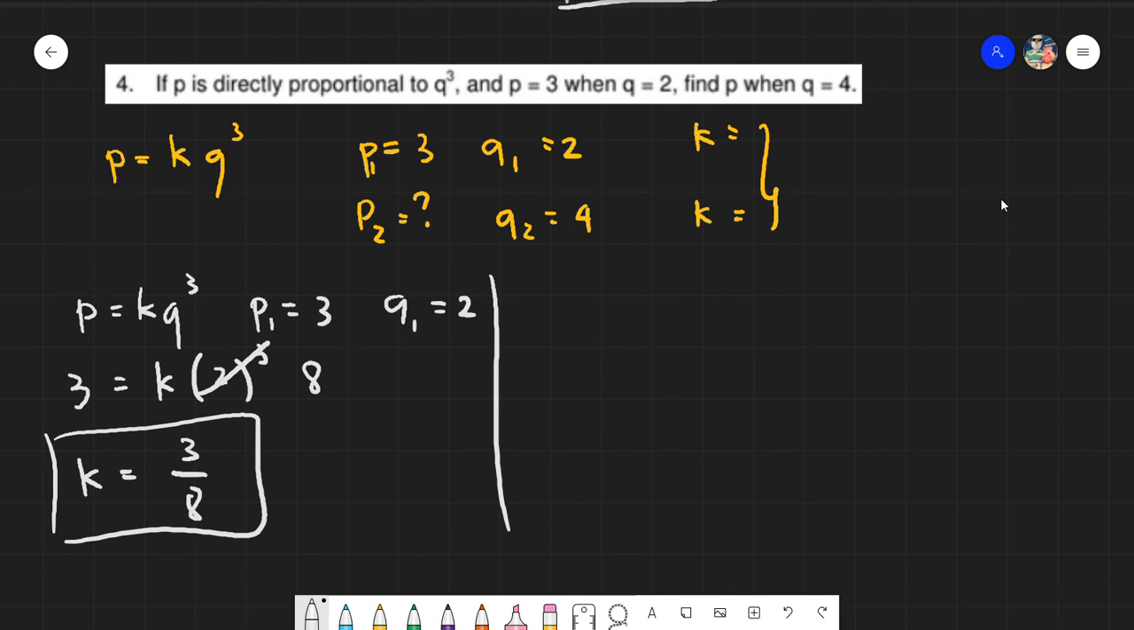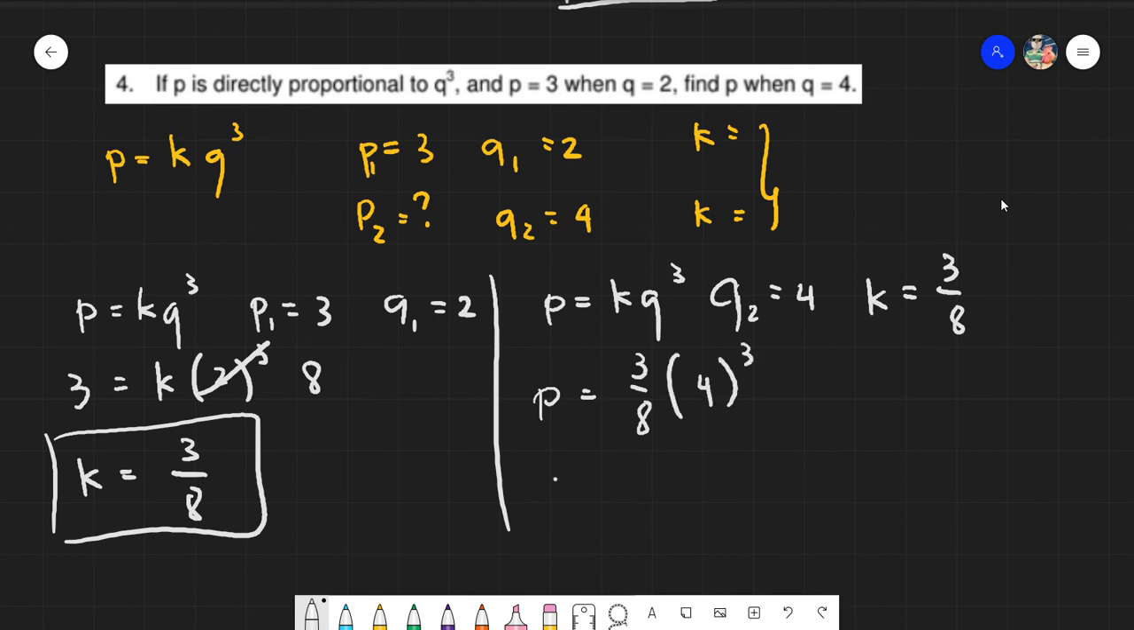Let's now solve for the next one. We have P sub 2. P is equal to KQ cube. P sub 2 is unknown, so we'll not write that down. Let's have Q sub 2. Q sub 2 is equal to 4, and K is equal to 3/8. Substitute. P is equal to 3/8 times 4 cube. And let's solve. 4 cube, I think it's 64. 64 divided by 8, the answer is 8. And 8 times 3 is simply 24.